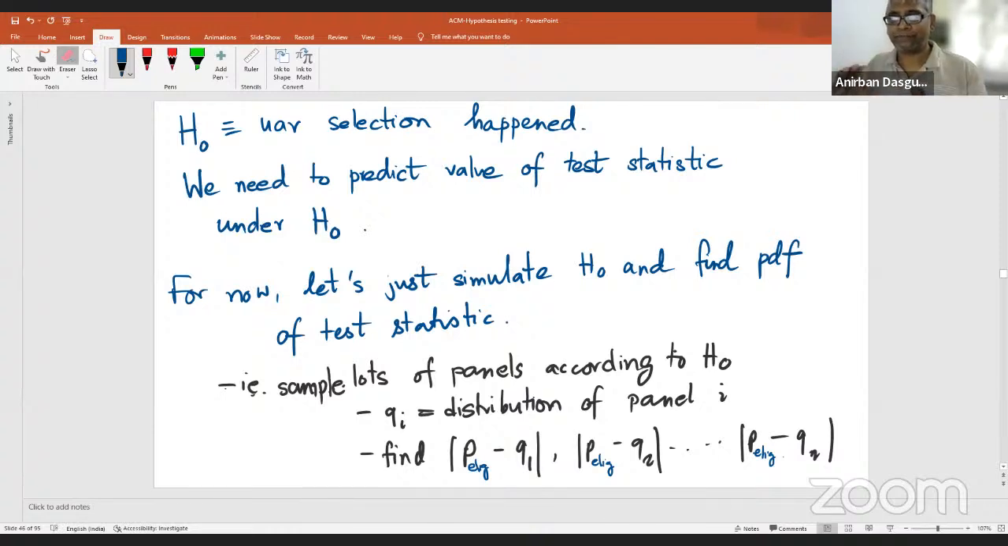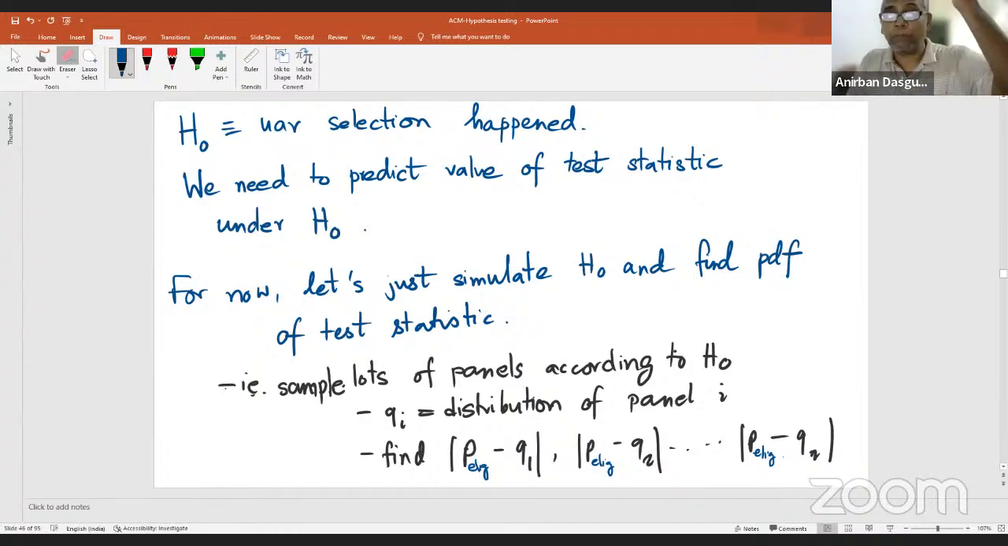So then that means that you sample a lot of panels according to X0. Here might be the distribution of panel I. Then you find out, okay, what is the P eligible minus Q1, P eligible minus Q2, and the distribution of these values. In each of them, when I write the absolute value, I'm really taking that L1 difference, or the total variation difference. And then you find the distribution of these values. Because it's simulated under H0, this is really the distribution of the test statistic under H0.